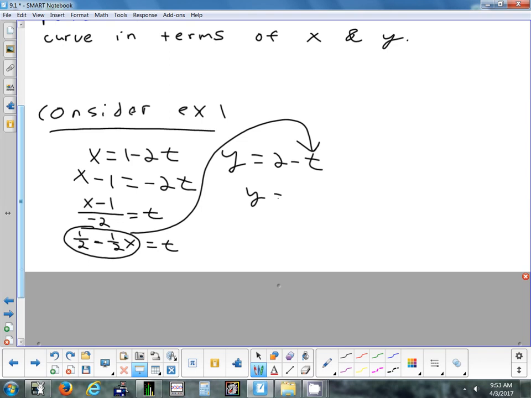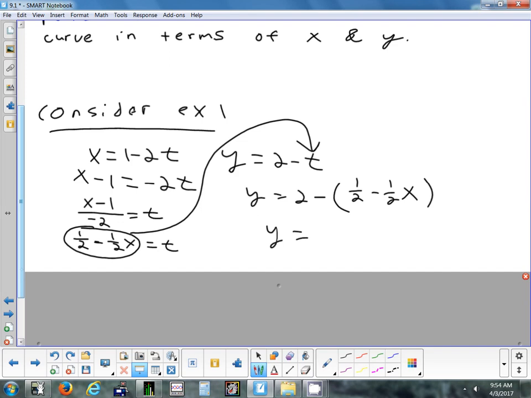So we get y equals 2. Be careful, why do I have to put parentheses around the t? I have to distribute that negative. That's why I kind of wanted to get rid of the negative with the 2, so I didn't have as many negatives to deal with. So I have 1/2 minus 1/2 x.